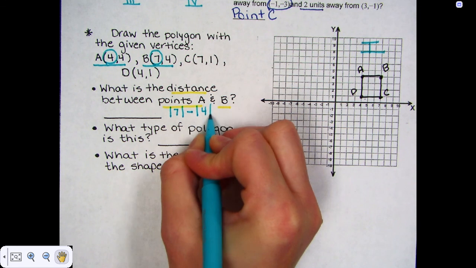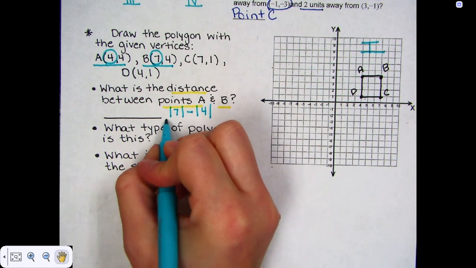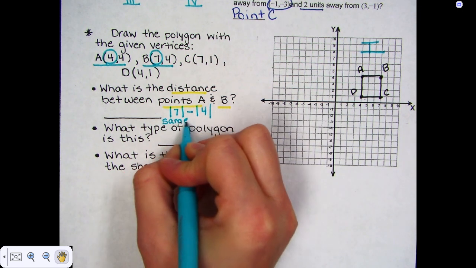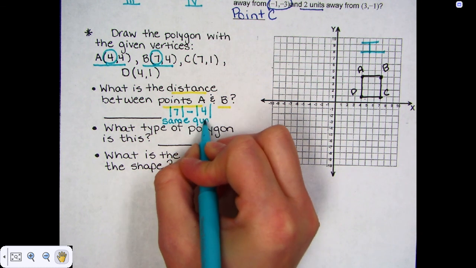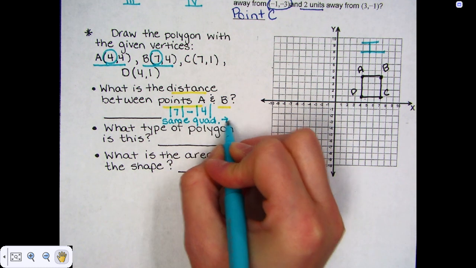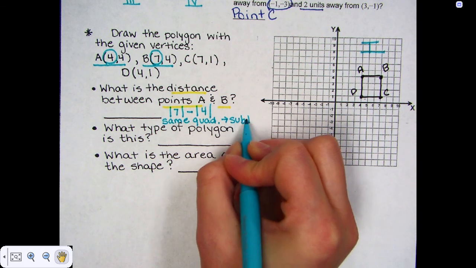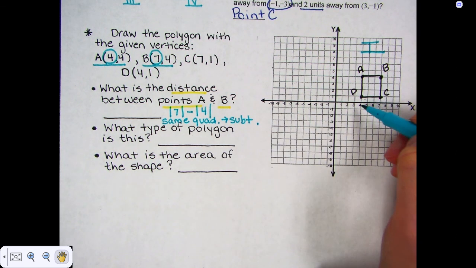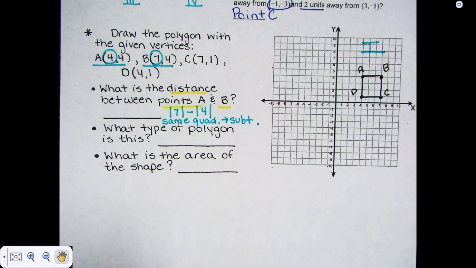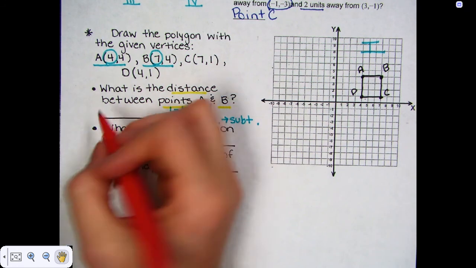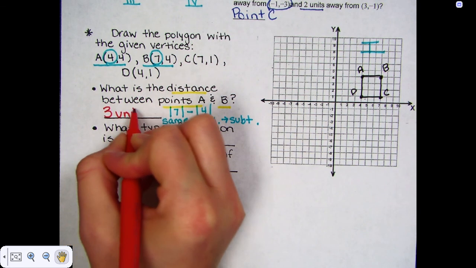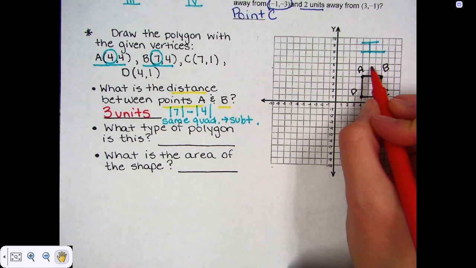So you're subtracting. I'm going to make a little side note, and I'm going to say same quad, abbreviating quad for quadrant. Subtract. Only when they're in the same one, because I don't have to go to my axis to get on the other side. So 7 minus 4 does give me 3 units. There's 3 units between point A and point B.